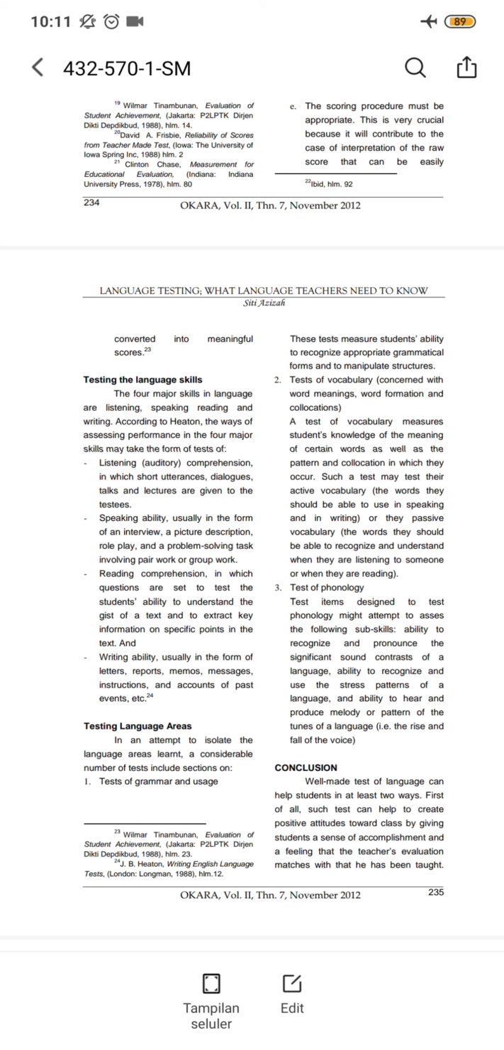Next, I will explain testing language areas. In an attempt to isolate the language areas learned, a considerable number of tests include sections on first, tests of grammar and usage, the second, tests of vocabulary, and the third, tests of phonology.